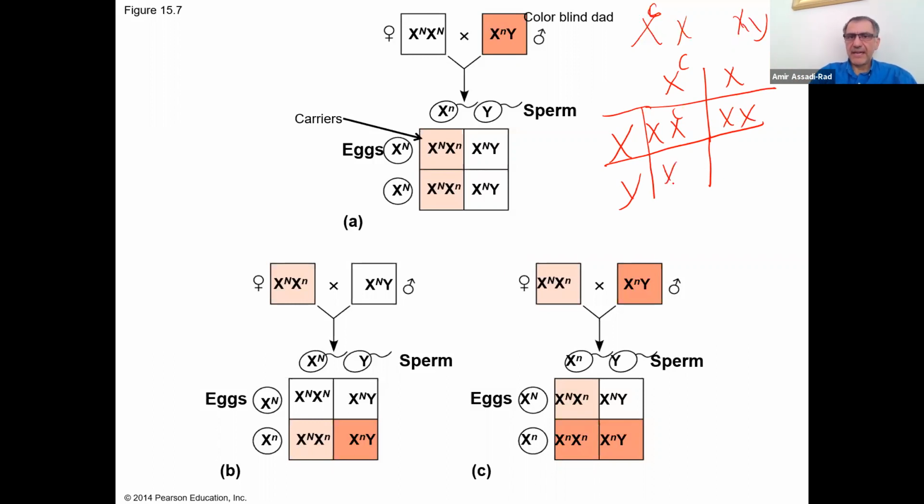They have a son, right? They have a son that is colorblind. And they have another son, which is perfectly normal. Okay, so it is possible. This is a carrier, this is a carrier, this is a normal, this is colorblind, and this is a normal boy.